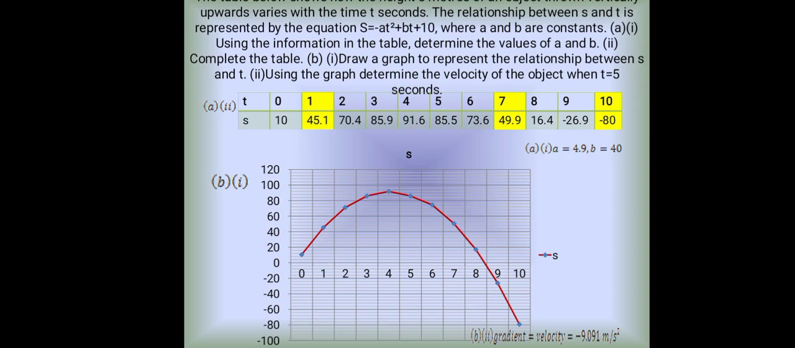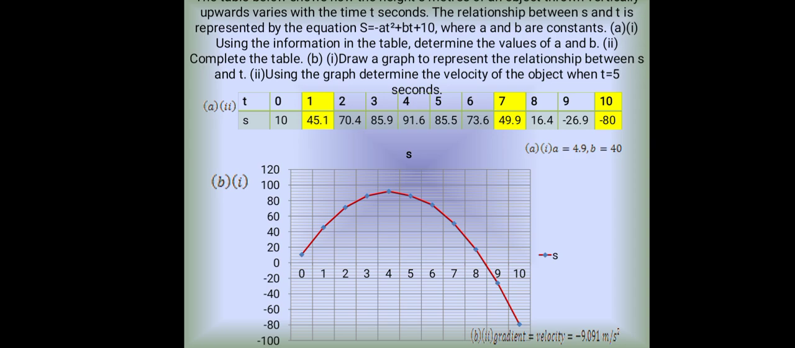Graphical Determination of Laws. The table below shows how the height S meters of an object thrown vertically upwards varies with the time t seconds. The relationship between S and t is represented by the equation S = -at² + bt + 10, where a and b are constants.